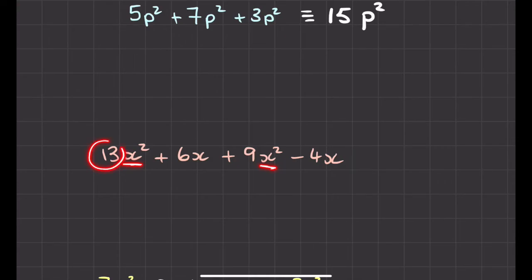So let's add up all of the x squareds that we've got. So I've got 13x squared plus 9x squared. So I'm going to have 22x squared. Then we can add up our x's. So we've got 6x, and then we have to take away 4x. So if I had 6 groups of x, then I took away 4 groups of x, then I'll be left with 2 groups of x. So we're going to add on 2x. And that would be your simplified answer.